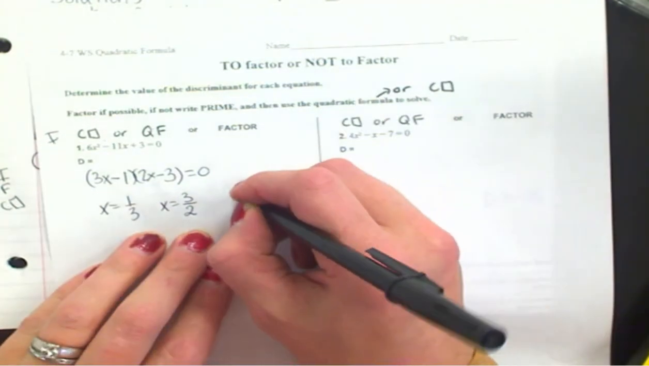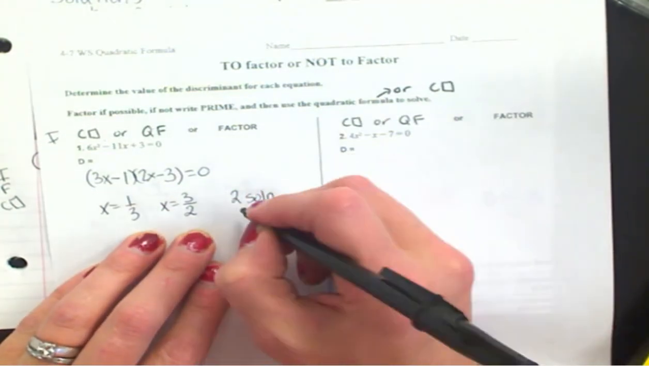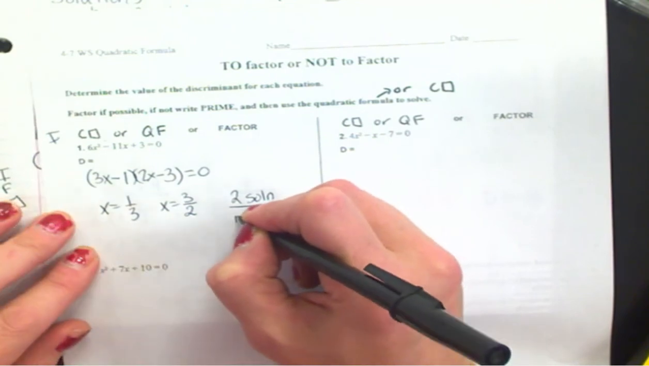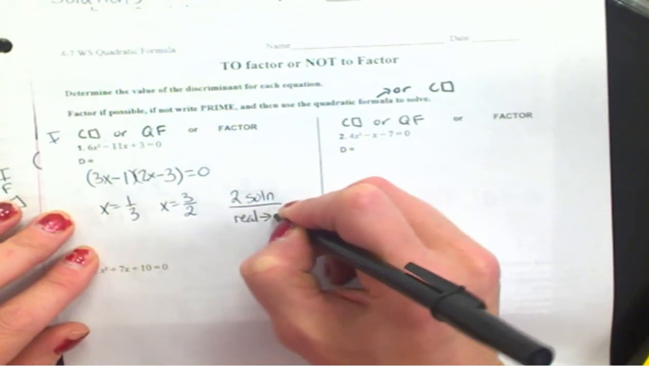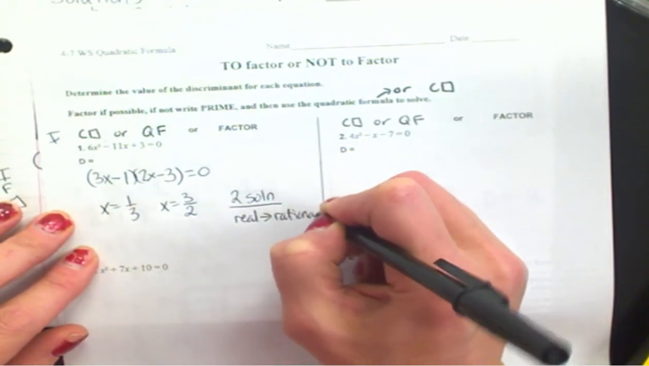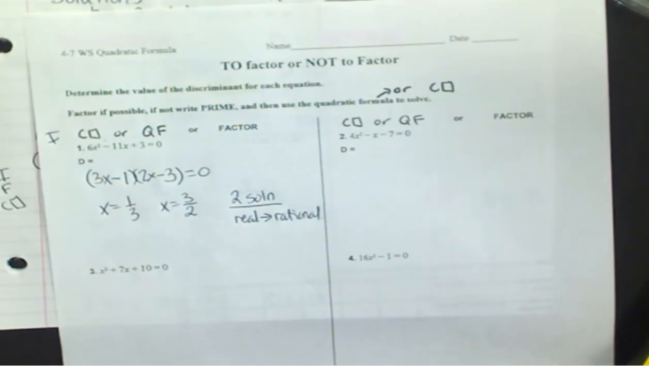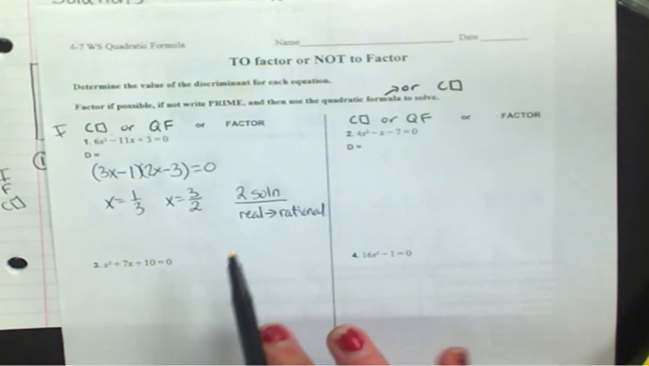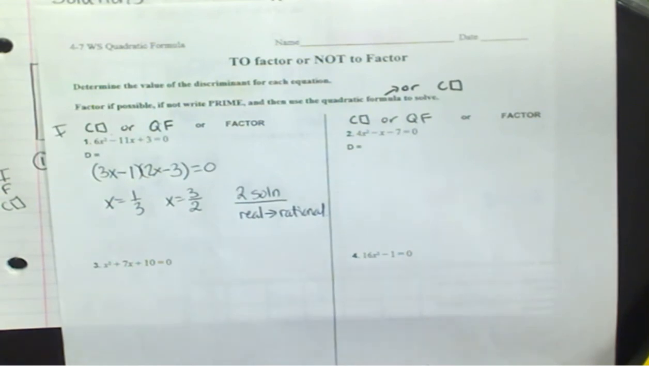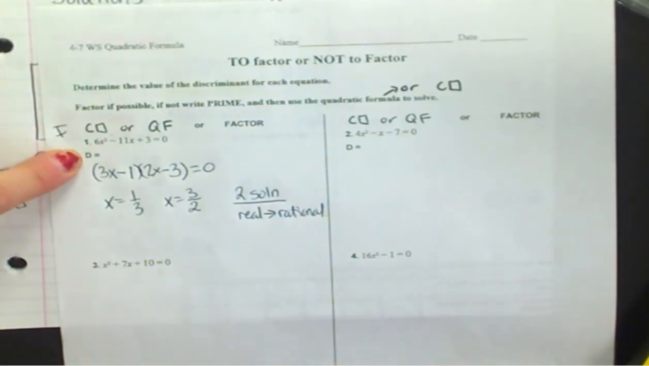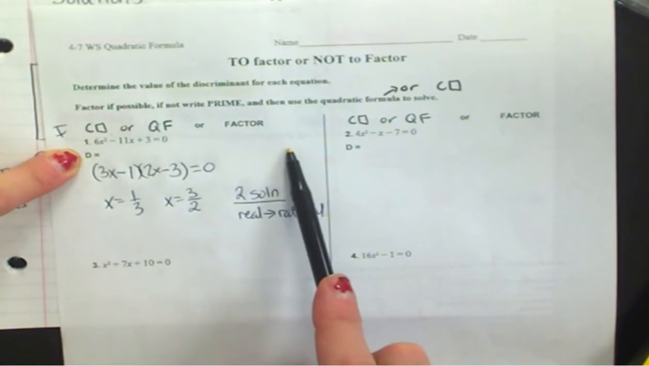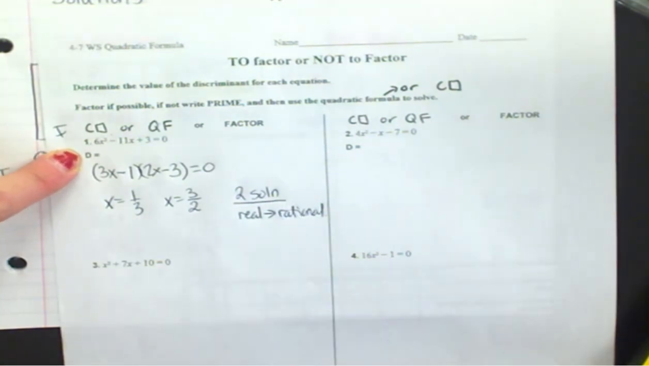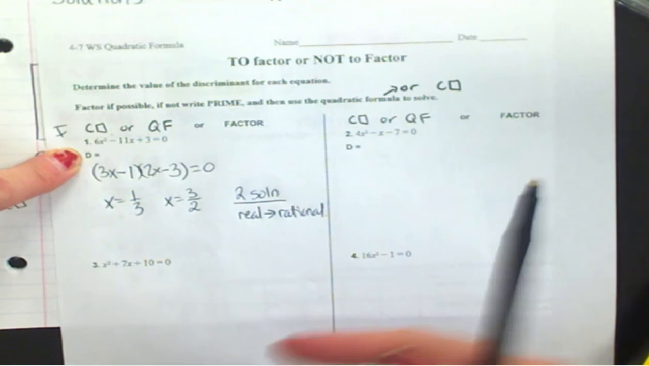Okay, so I have 2 solutions, and they are real and rational. That's what I'm looking for. Actually solve them and tell me about them. There's 2 of them. They're real. They're rational. Yes, but you are also going to find the discriminant so you can see some more of the connections between the discriminant and how the solutions are formed.